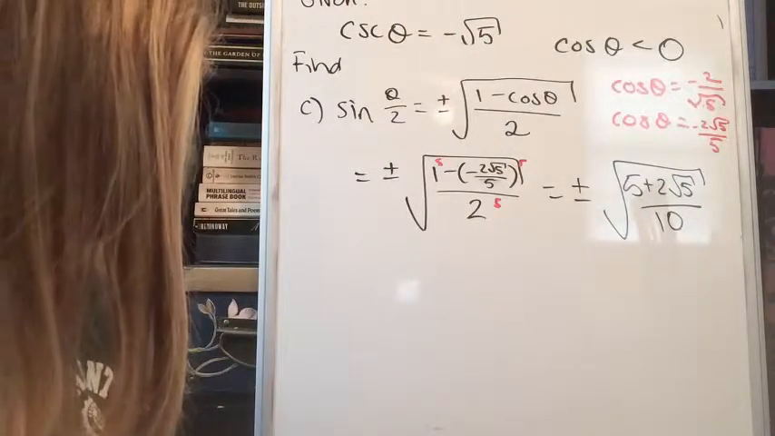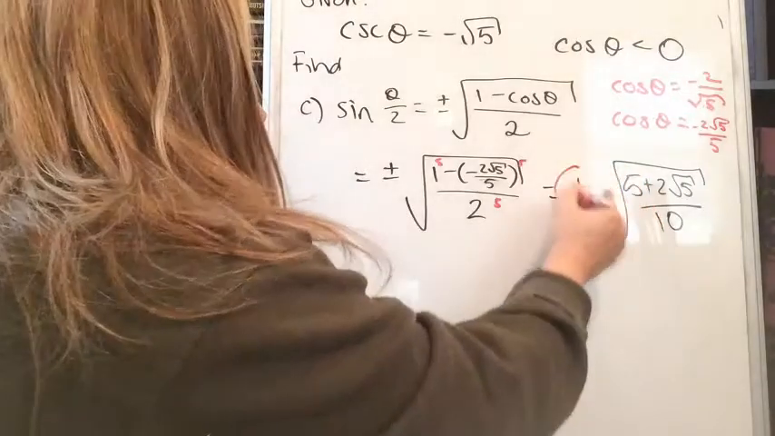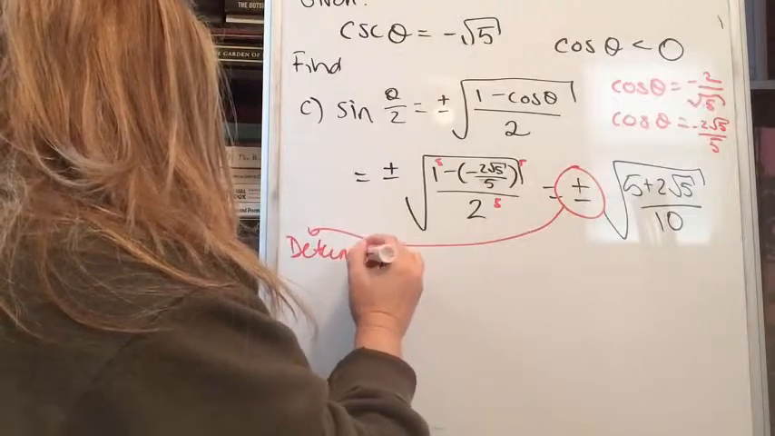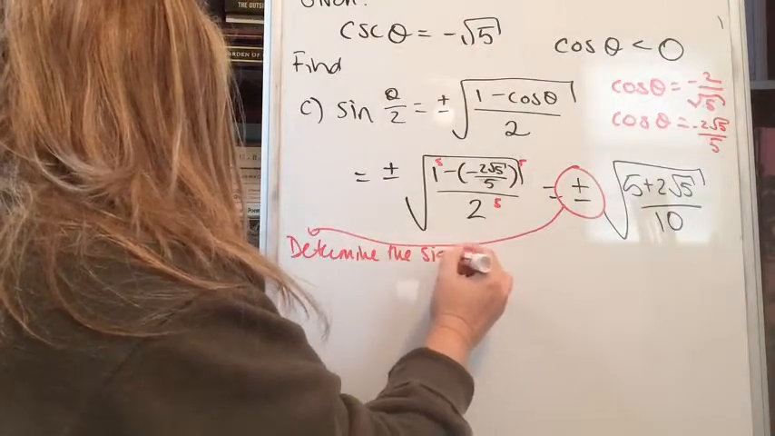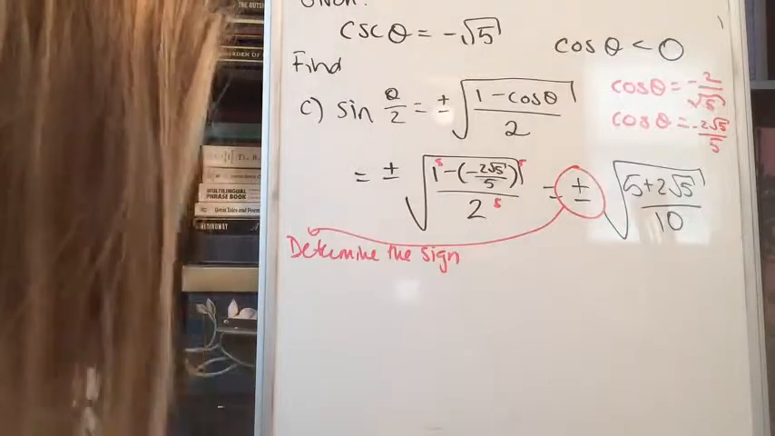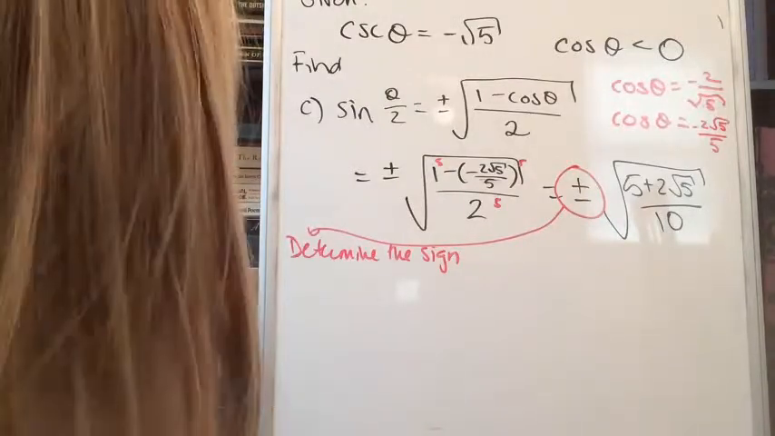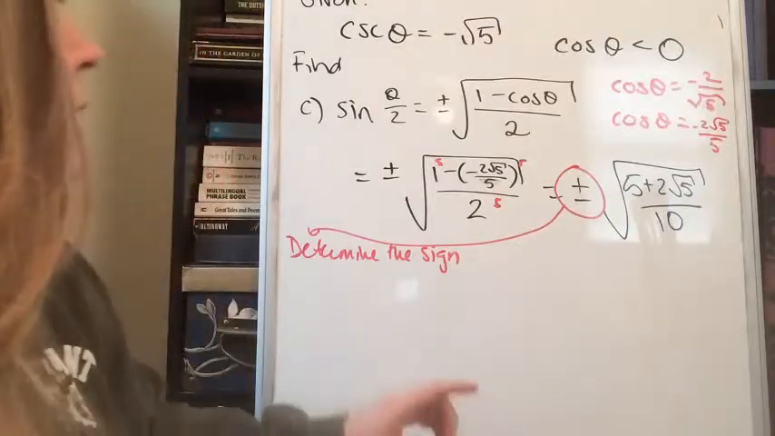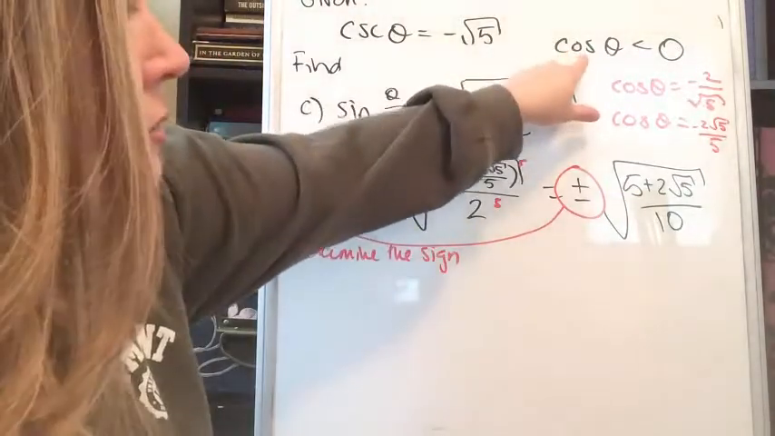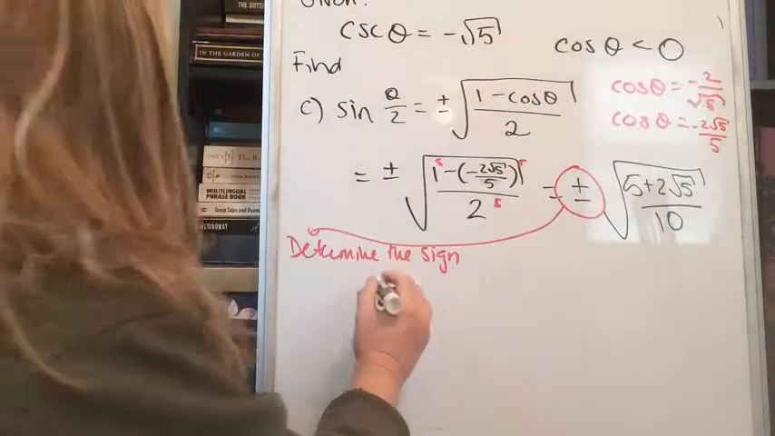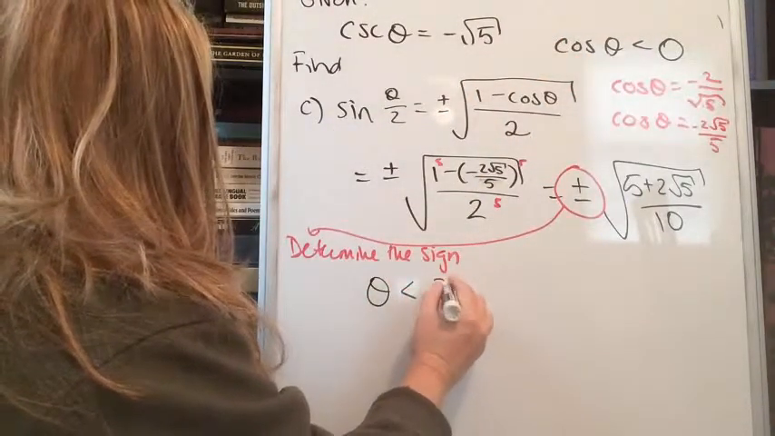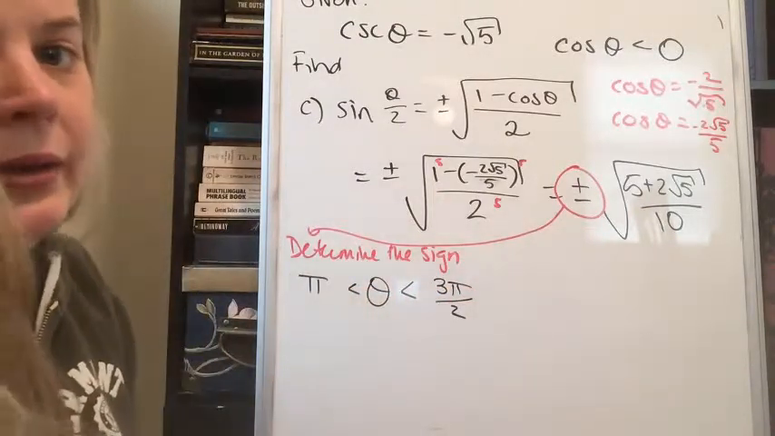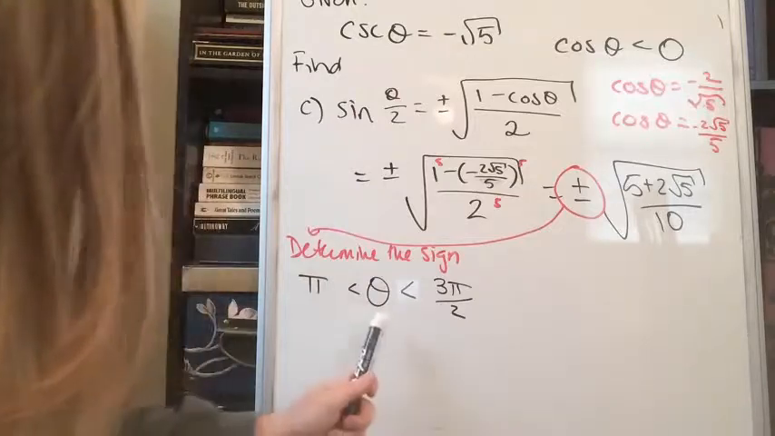Okay, so now let's determine the sign. Alrighty, so where is theta? Remember, in the very beginning we drew theta in quadrant 3. Sine is negative and cosine is negative. So we're in quadrant 3. So what does that mean? That means theta is between pi and 3 pi over 2. But we don't care about the sine of theta for this problem.